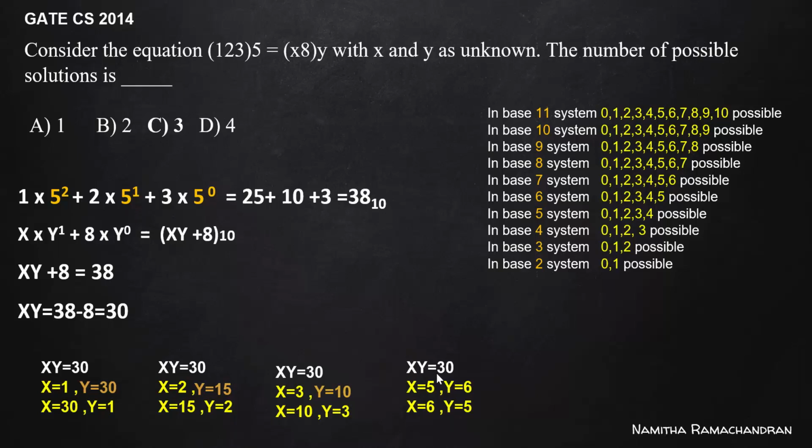And in these two combinations, here y is 6, here y is 5. These two are less than 9. Here the symbol 8 is not present. Right? So how many possible solutions are here? 3 different x and y combinations. So option C is the right answer.